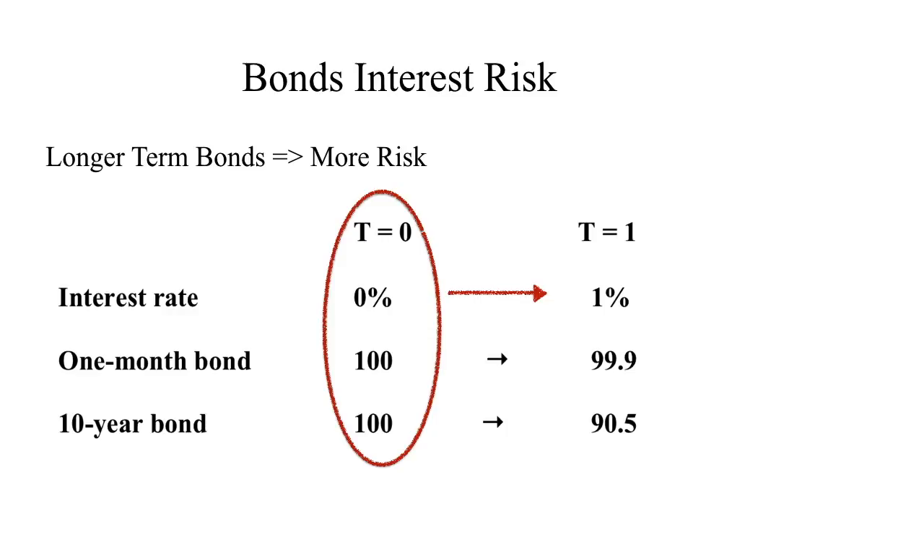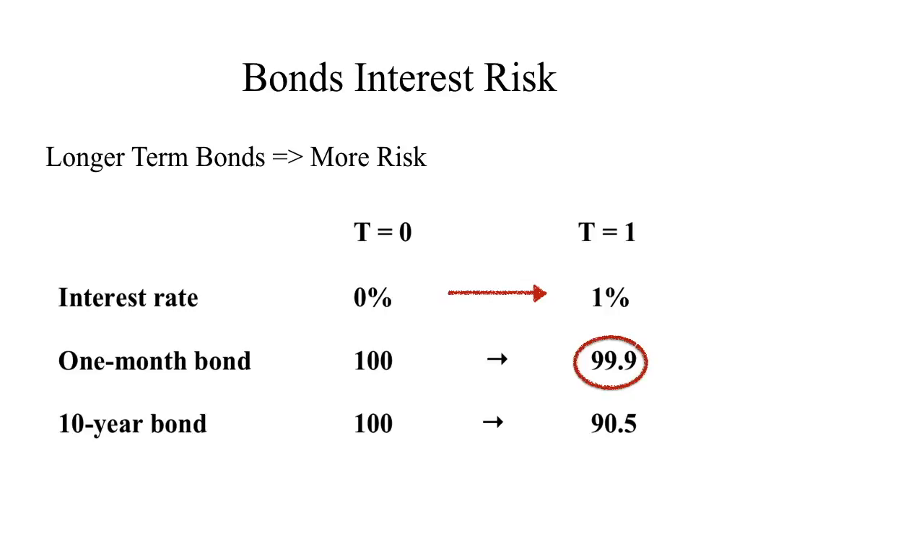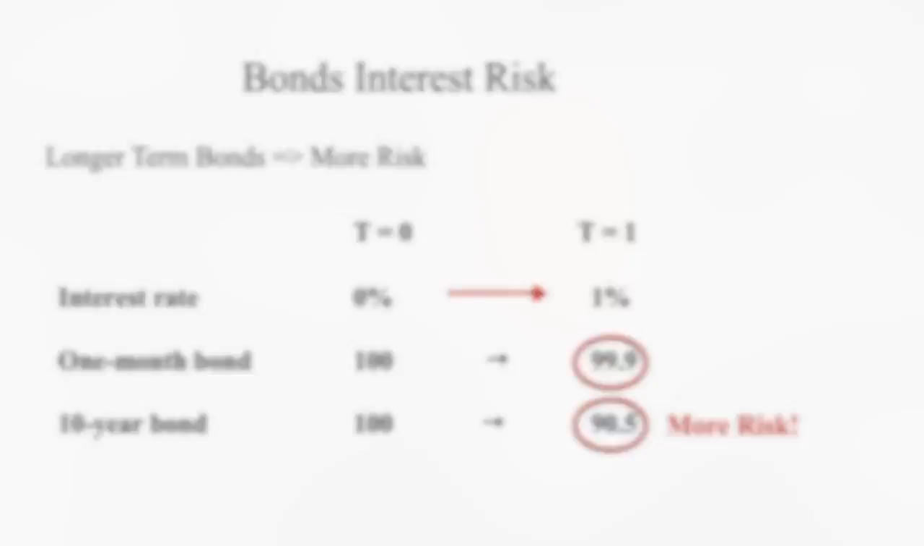Now, let's say interest rate goes from 0% up to 1%. The value of the 1-month bond goes from 100 to 99.9, whereas the 10-year bond goes from 100 to 90.5. So this illustrates that there's much greater interest rate risk in the longer dated bond, the 10-year bond, than in the 1-month bond, which is consistent with the greater risk of longer term bonds that we just discussed.